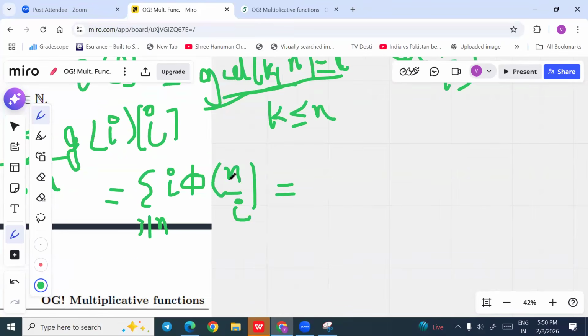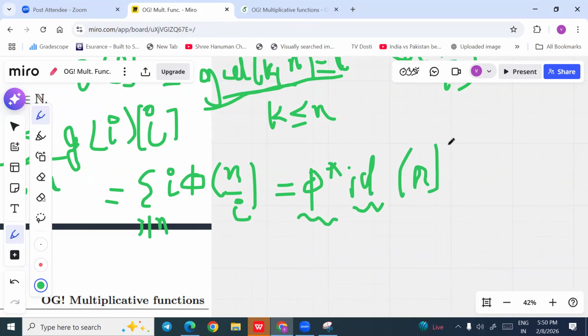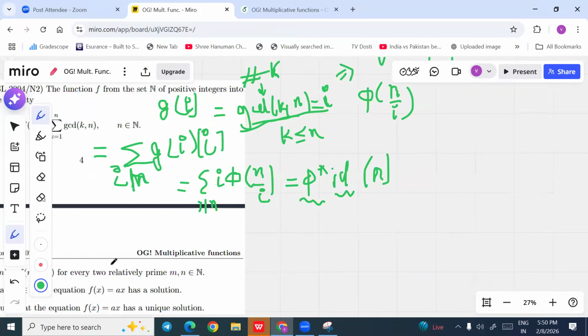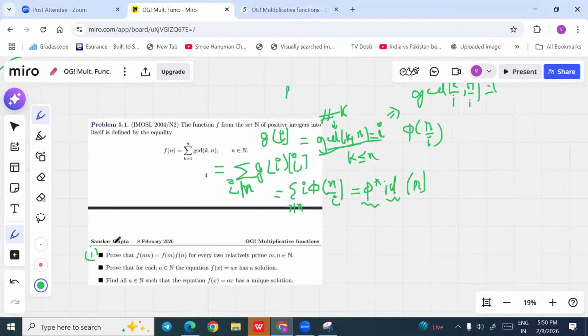Yeah, so it's I times phi of n by I, so that's just phi convolution identity. So phi convolution identity of n. And since identity is multiplicative, phi is multiplicative, the convolution has to be multiplicative. So this is just basically done. Hooray.